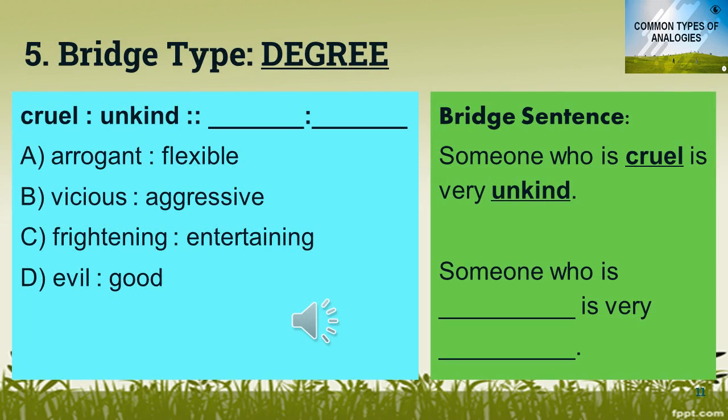The next bridge type is the degrees of a characteristic analogy. So let us try to solve this analogy using this bridge type.